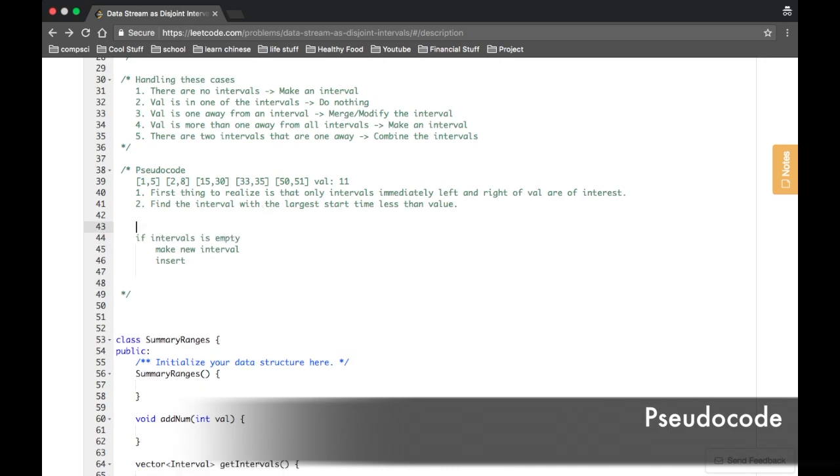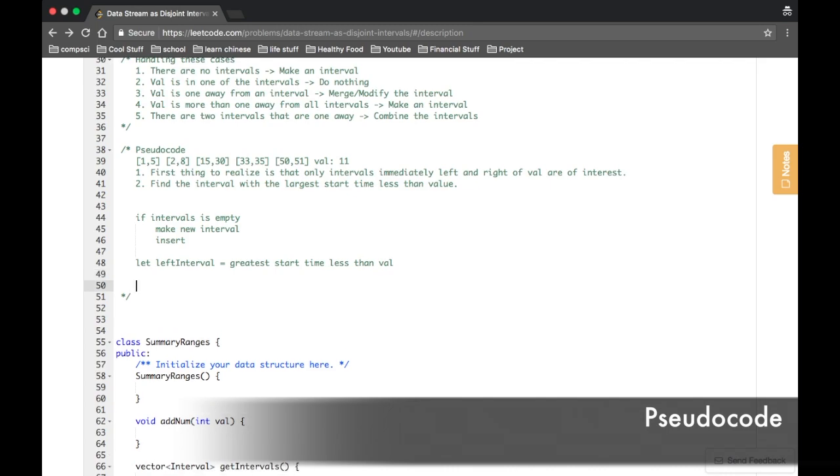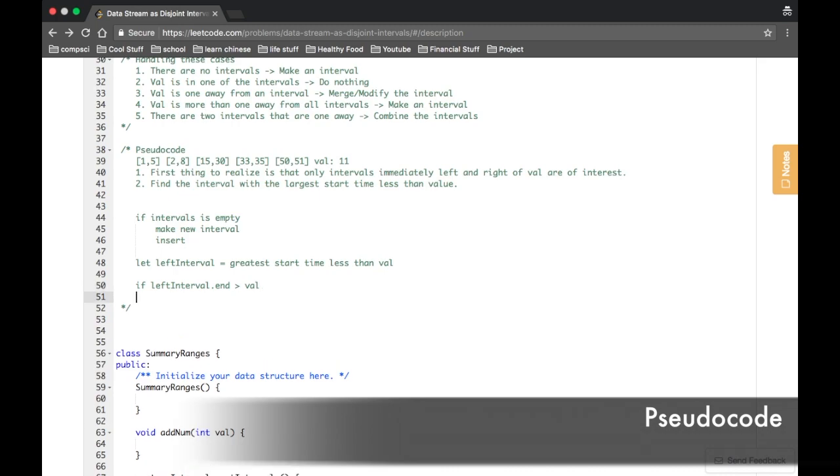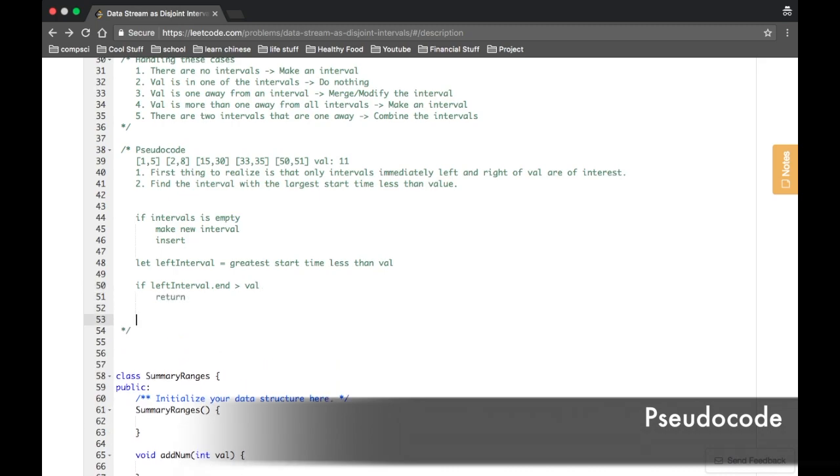So in order to do that, first of all, we have to find, let's call it, left interval. Left interval equals greatest start time less than val. We're going to have to write an algorithm for that too, but for now we'll do that, and then afterwards we can see really easily if val is in one of the intervals. So if left interval dot end is greater than val, then return. Okay, so we took care of number 2.